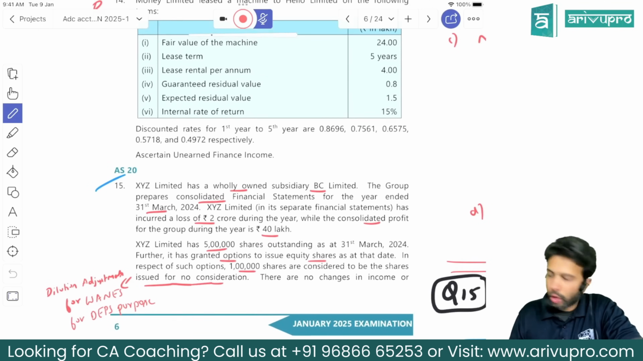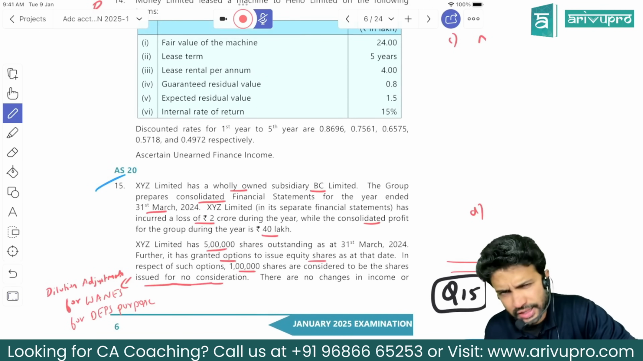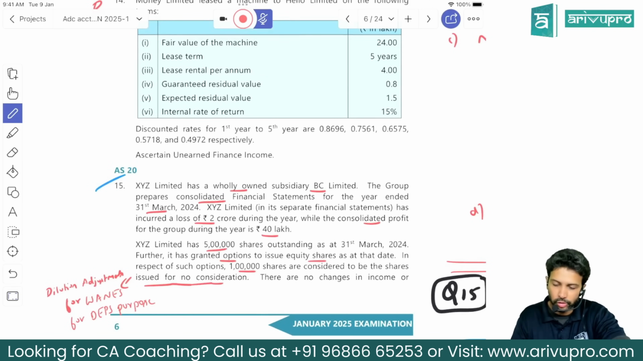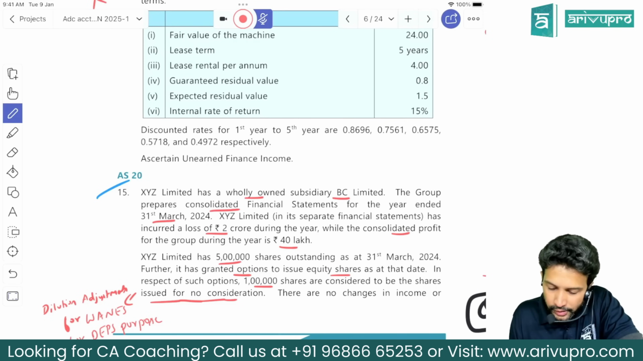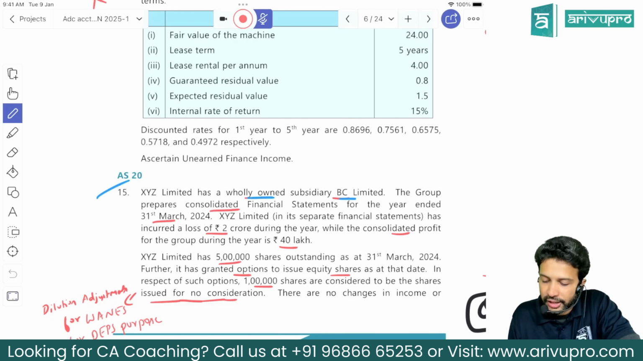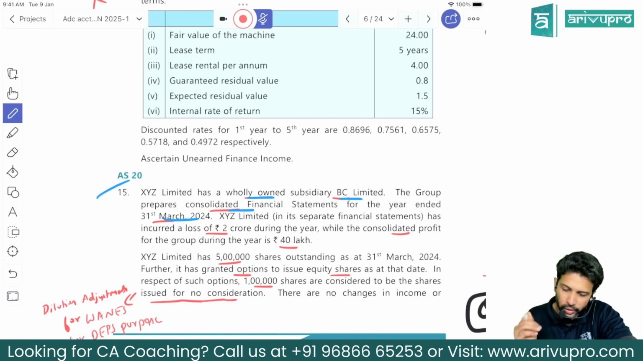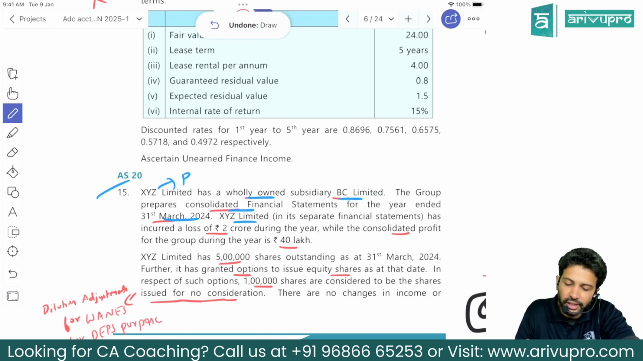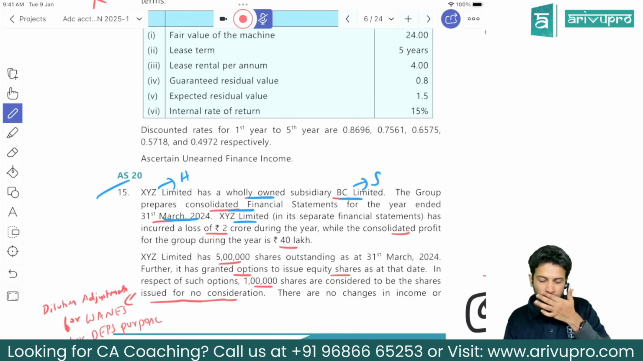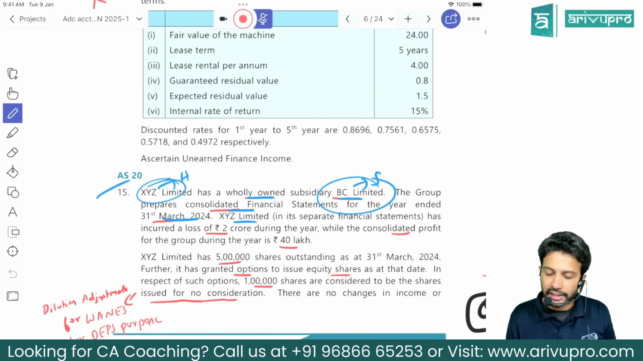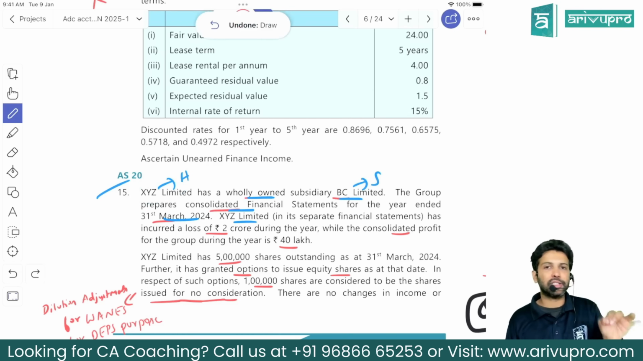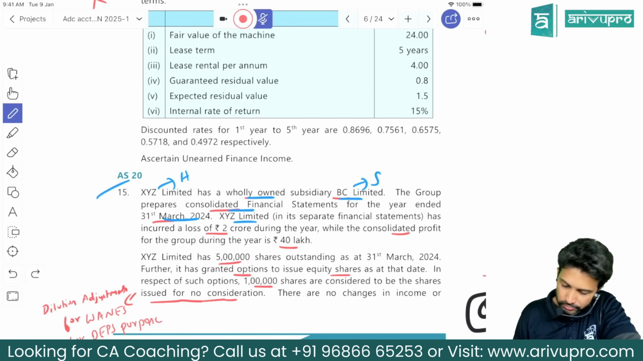Alright, AS15, good question. AS15, we know the concept, just that they have nicely applied that particular concept. So we'll see what we can learn from this particular question. XYZ has a wholly owned subsidiary, BC Limited. The group prepares consolidated financial statements for the year ended 31st March 2024. So XYZ is the parent company or holding company. BC Limited is the subsidiary. So XYZ will incorporate BC's data and prepare consolidated financial statements.